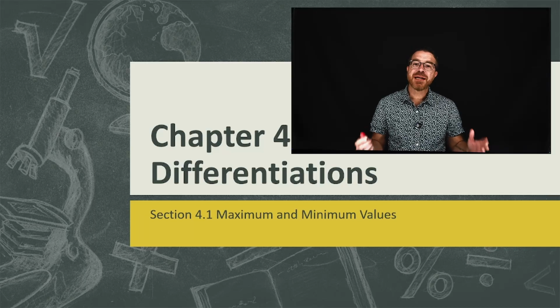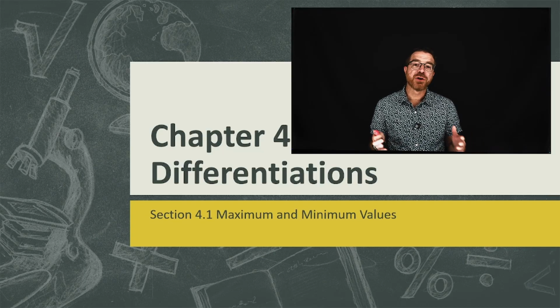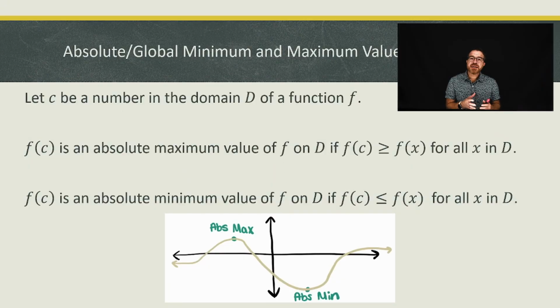Hello everyone. In today's lesson, we're going to be looking at how to use derivatives to find maximum and minimum values. So to begin, let's define what an absolute or global minimum and maximum value is. Let c be a number on our domain D of a function f. So we have some function f, and c is some value on that domain D.